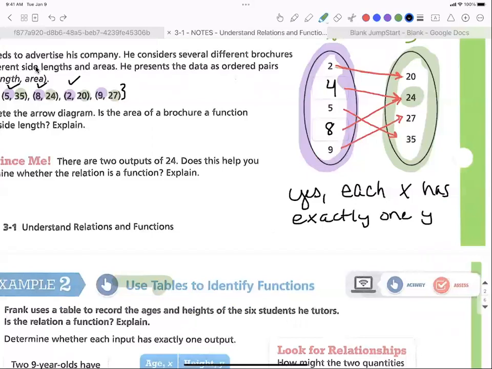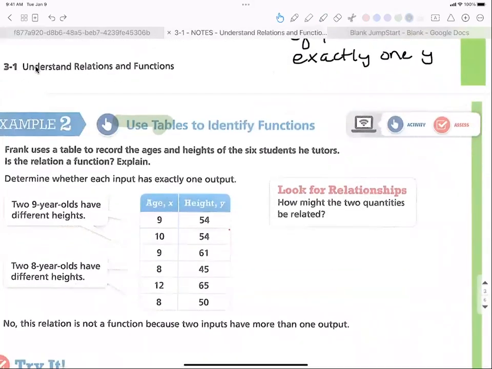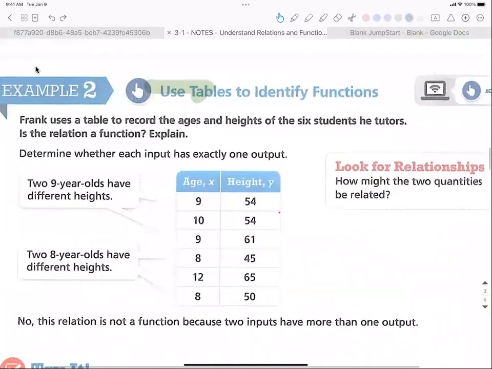All right, so next we're going to go up here and it says these are super easy. Okay, and we're actually going to create a map from this, even though the directions don't tell us to, because I want to practice that. But it says use the table to identify the function. Don't overcomplicate this. You don't have to rewrite anything. You don't have to do anything. You just have to scan the table and ask yourself, do you have any cheating x's? So is this a function, yes or no?